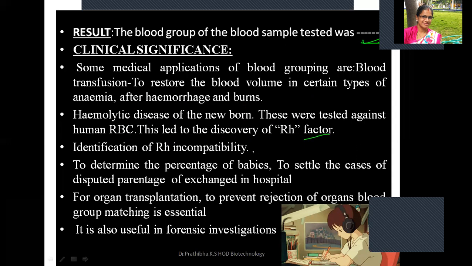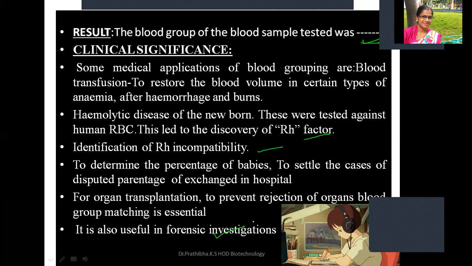Then identification of RH incompatibility to determine the percentage of babies affected, then to settle cases of disputed parentage, and babies exchanged in hospital. For organ transplantation, to prevent rejection of organs, blood group matching is essential. It is also useful in forensic investigations.